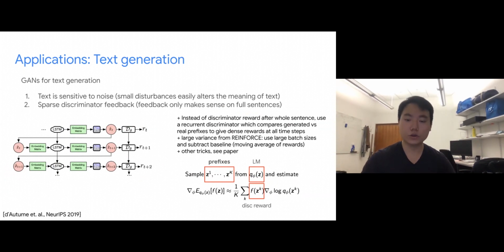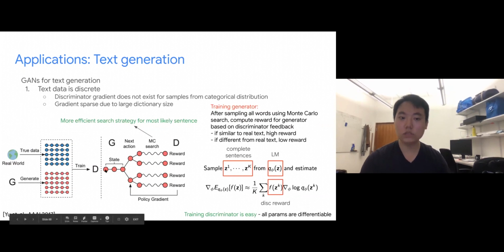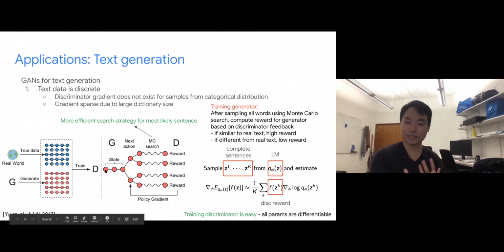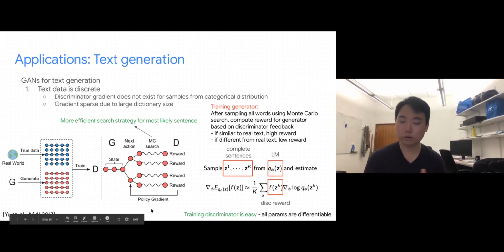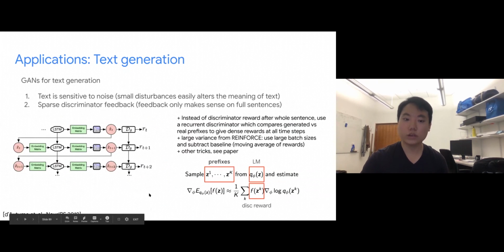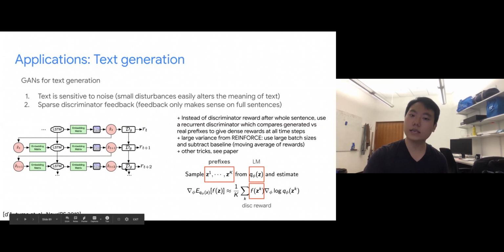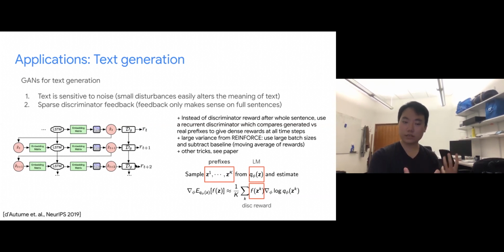There's some issues that, at least in this case, you need to wait for the generator to generate the entire sentence, which might be quite long, before you get a single reward, which really reminds you of the sparse reward problem in reinforcement learning. So what you can do is define better discriminators that, instead of giving a single feedback after the entire sentence is generated, give partial feedback for prefixes that you're generating.